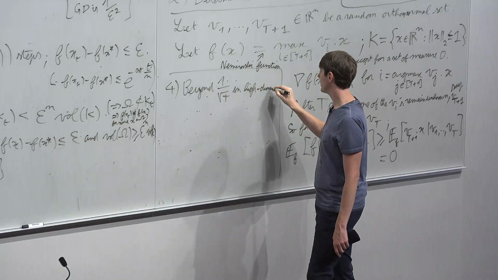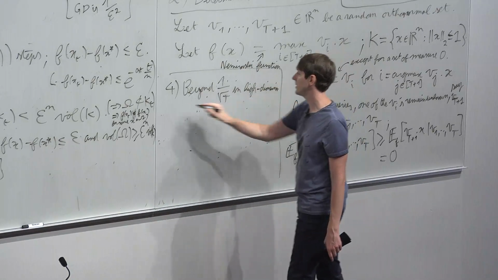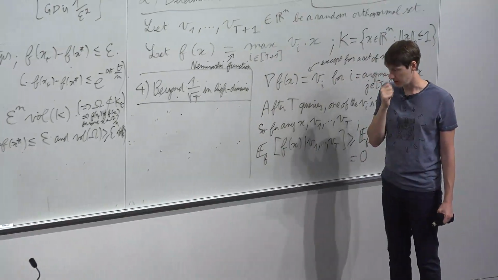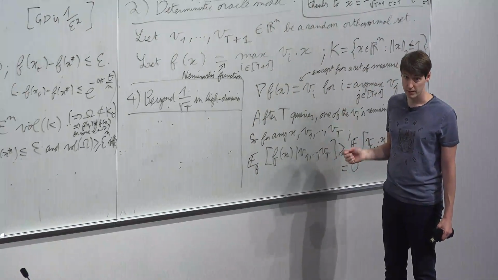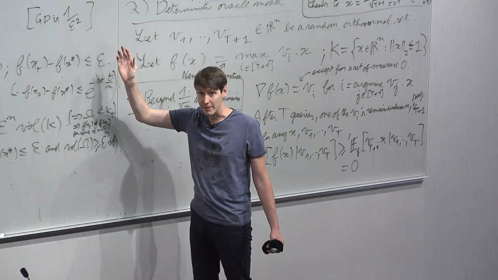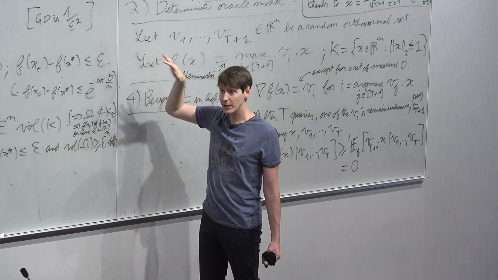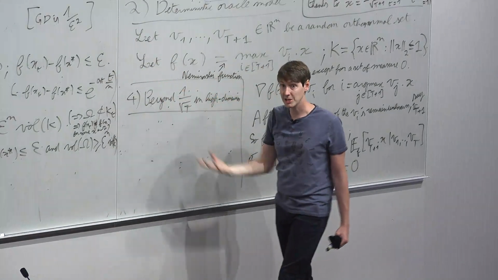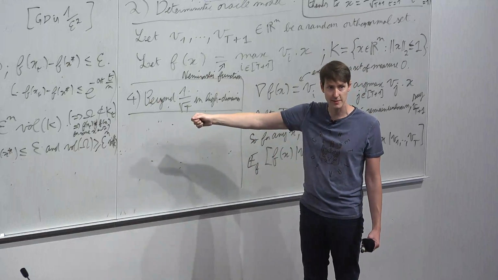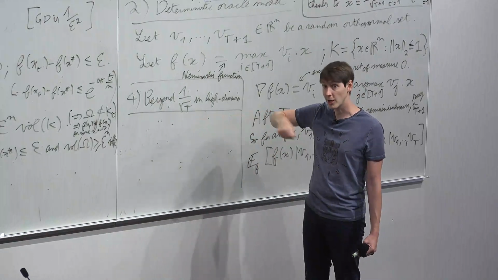Okay, so 1 over square root t, you should think, is a bad rate. This is a 1 over epsilon squared rate. Imagine that I want epsilon to be 0.1. That's already 100 gradient queries. But in machine learning, what is a gradient query? A gradient query is an entire pass through your data set. So 100 queries, you're not happy.